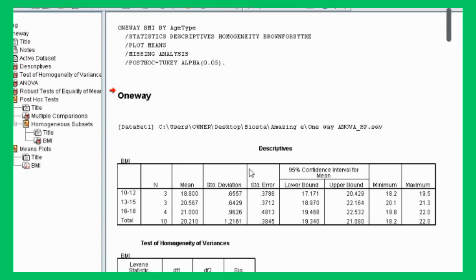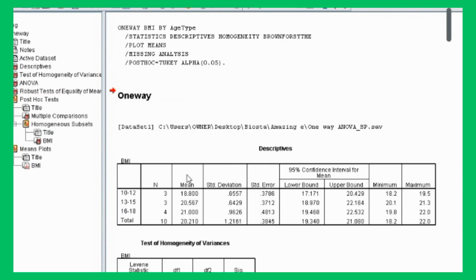So here we have our results. The first table we want to look at is the descriptive. So for descriptive, we have BMI and the age groups here. So we have 10 to 12, 13 to 15 years, 16 to 18 years. So let's look at the BMI mean for each group.